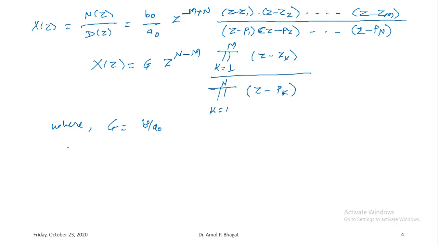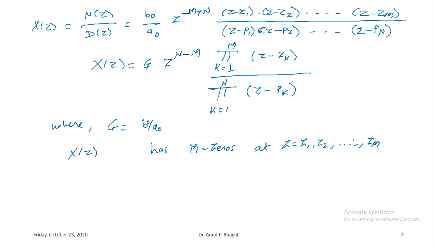So we can say that this X(z) has how many zeros? As per this numerator, there are capital M zeros at values z equals z1, z2 and so on up to zM, because if we substitute any one of these values of z in this equation, this will be 0. So it has M zeros at z equals z1, z2 up to zM.